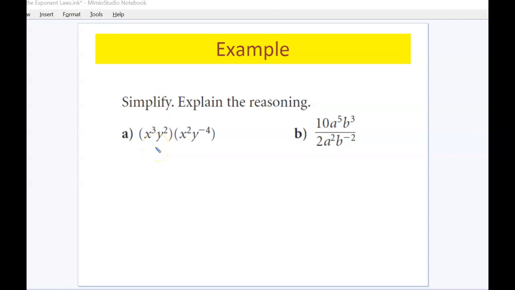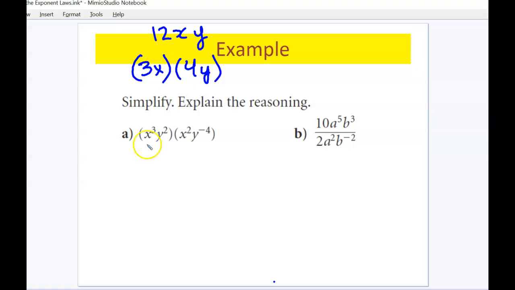Okay, so we want to multiply these two things, and this is really no different than having something like 3x times 4y, and we know that we multiply the coefficients and we multiply the variables. In this particular case, we're just multiplying variables together, but again, when I multiply the x cubed and the x squared, the bases are the same. So I'm going to add those exponents. When I multiply the y's together, I have y squared times y to the negative fourth. I'm going to add those exponents.